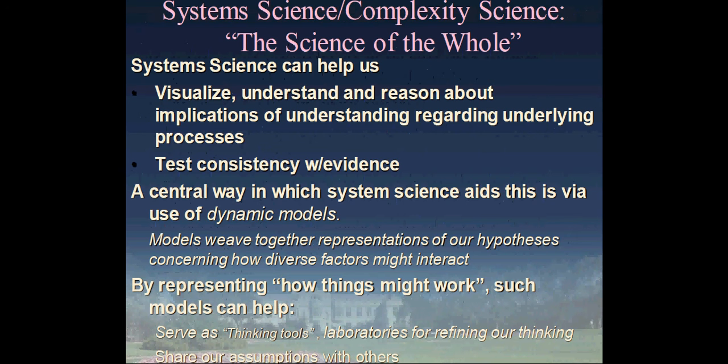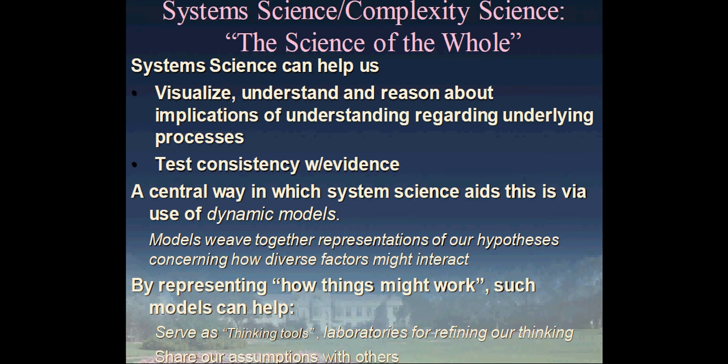This is not about putting our faith in some particular model, some particular understanding. This is about debugging our thinking about what's going on more quickly. It's about finding mistakes and logical inconsistencies we wouldn't have realized unless we put it down explicitly and unambiguously on a computer and saw the natural consequences as only a computer can compute. And a central way in which system science achieves these goals is through the use of these constructs we call dynamic models.